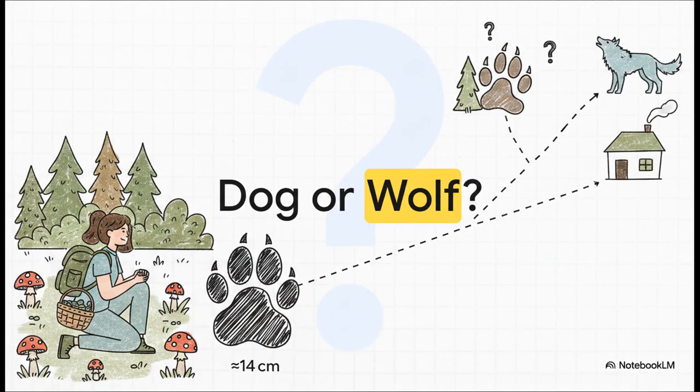Okay, let's meet Lisa. She is out in the forest, minding her own business, when she spots a paw print. And this thing is massive. We're talking 14 centimeters. Instantly, she's got a choice to make. Is it safe to keep picking mushrooms, or is it time to head home? Fast. This one question, believe it or not, is a perfect window into how machines learn to think.